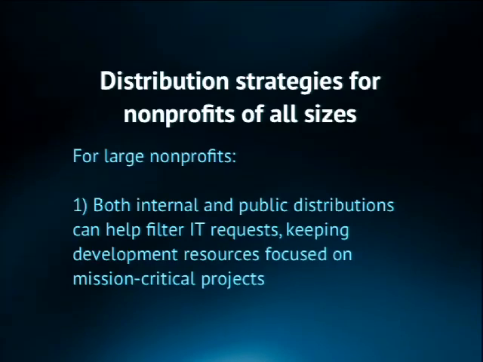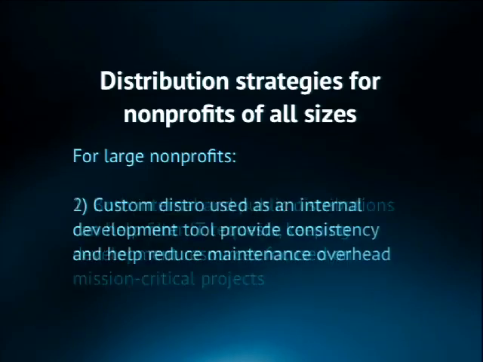Larger nonprofits get a big advantage out of distributions in filtering conversations around what they're doing. So if you go through the time to talk about your organization's needs and your goals and pick a distribution that you think meets those needs and goals pretty well, then as requests come in for additional functionality, if you're talking about something that isn't accomplished by that distribution, that's often a good indicator that maybe you need to back up and talk about what you're trying to do, and is that actually part of our organization's goals? That's kind of a non-technical advantage of distributions for larger nonprofits.